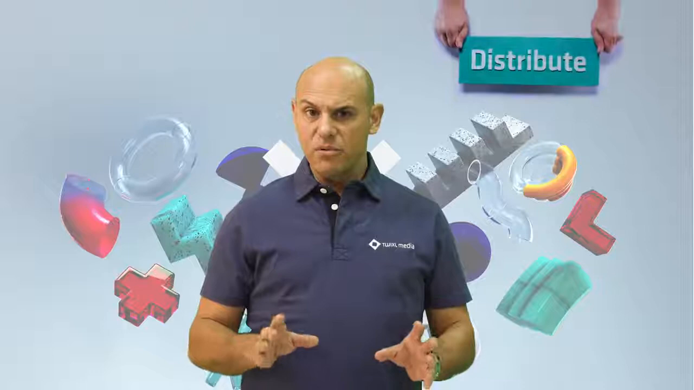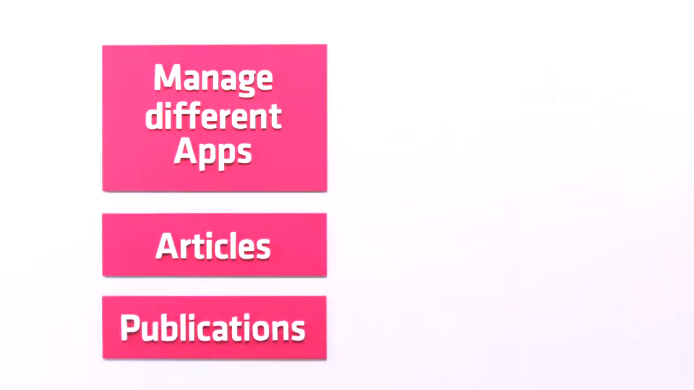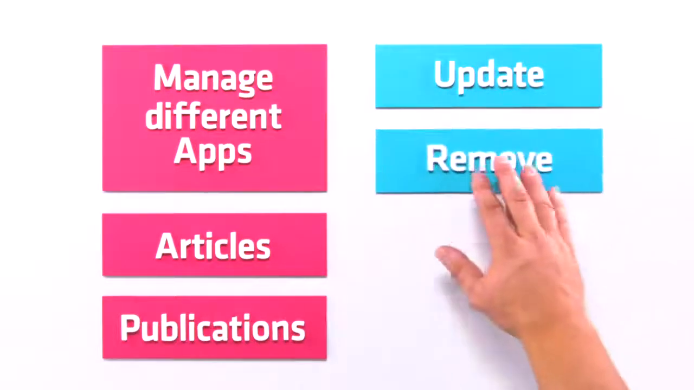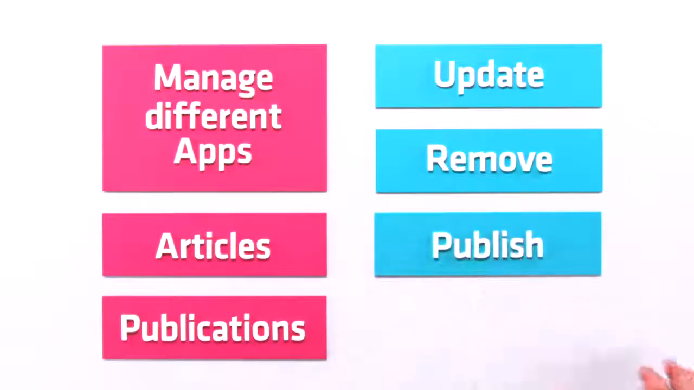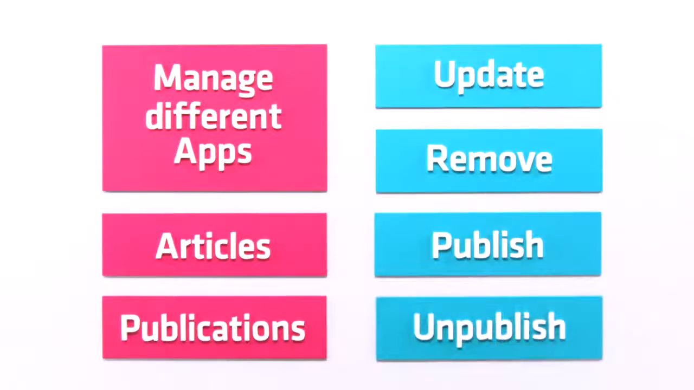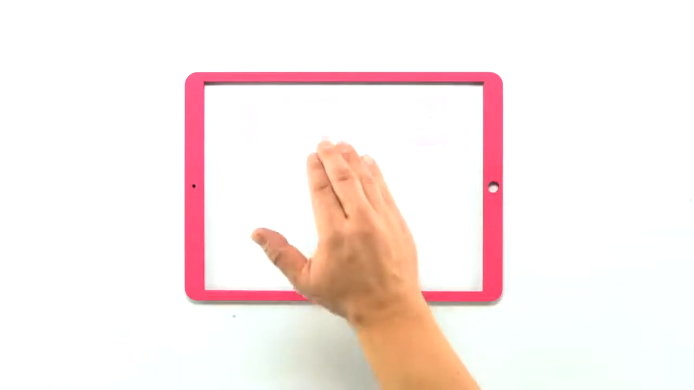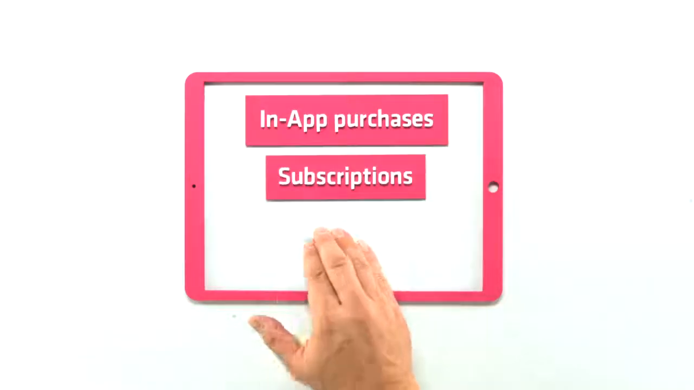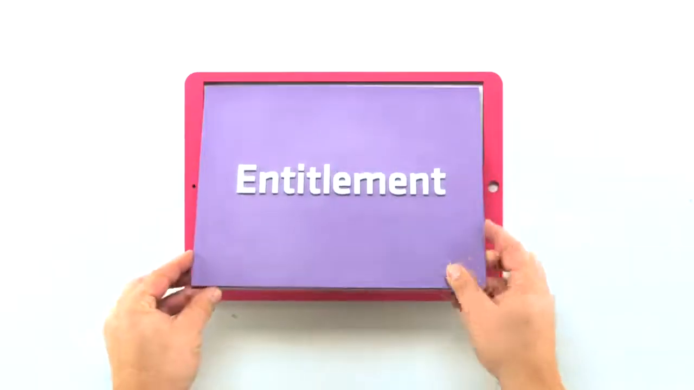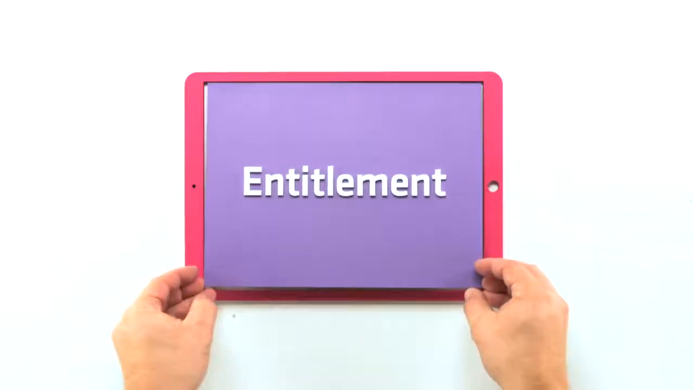The Twixl distribution platform allows you to organize everything. Manage one or several apps, all your articles and publications. Update them, remove them, publish new ones, and so on. Your next step is to define how readers get access to your content. Twixl Publisher supports in-app purchases and subscriptions for both the App Store and Google Play. You can also manage access to the content in your app by working with entitlements.